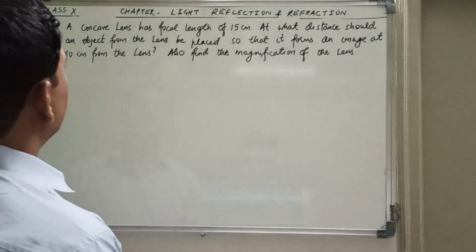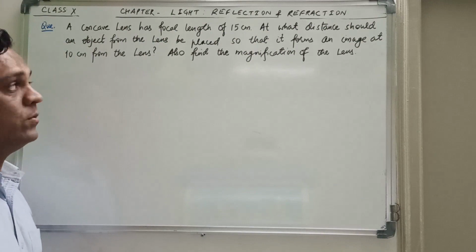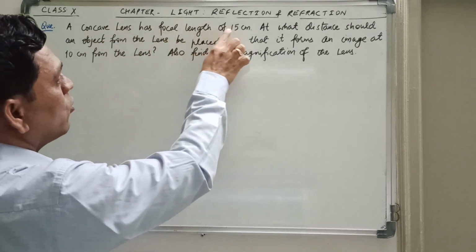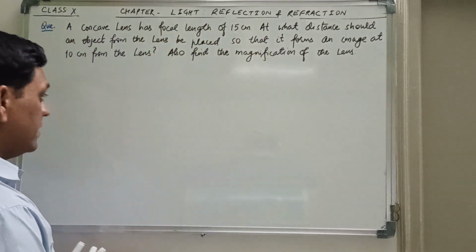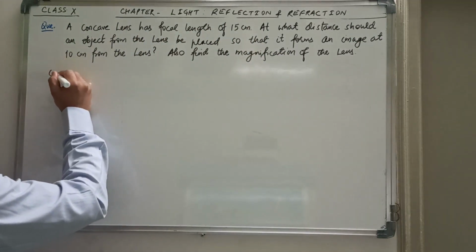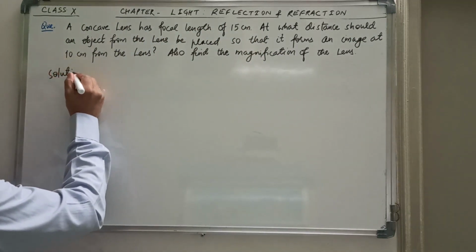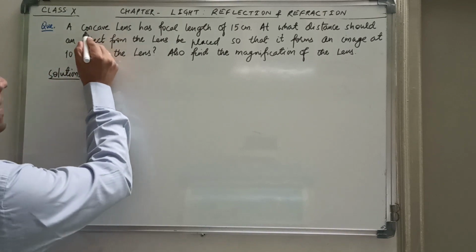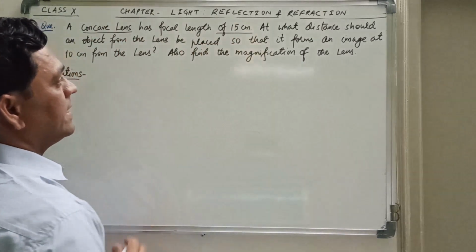So this is a question based on concave lens now. A concave lens has focal length of 15 centimeter. Okay. So let us start solving this one by one. First we write what is given to us in the question. So a concave lens has focal length 15 centimeter.